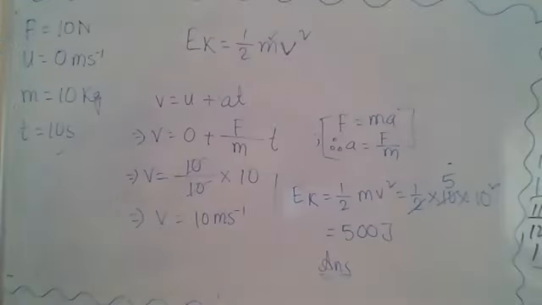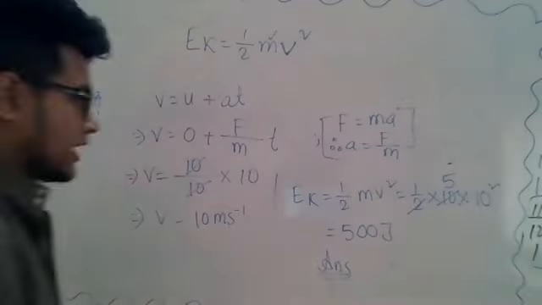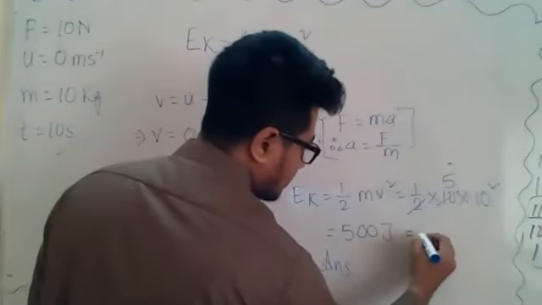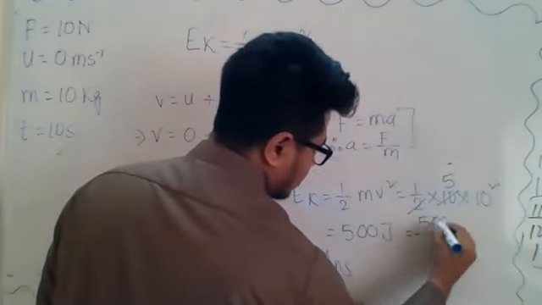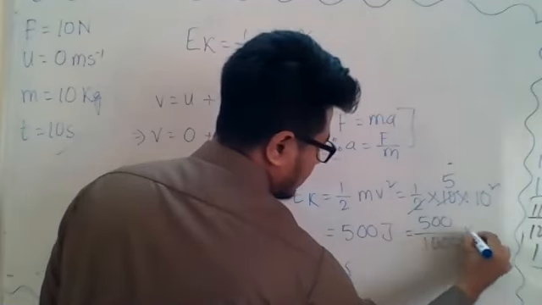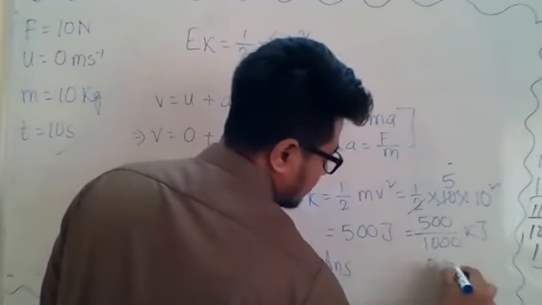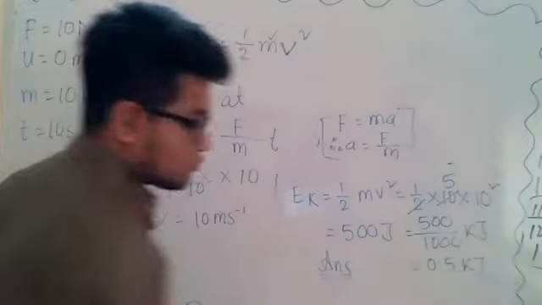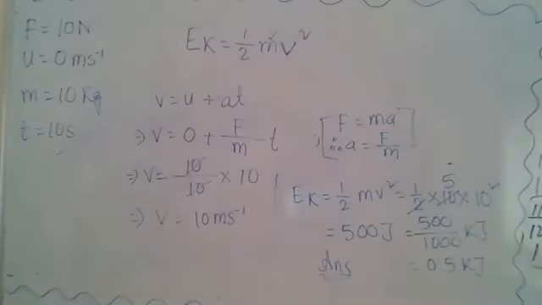Sir, can't we write 0.5 kJ? Yes, if you want to write it in kilojoule, you can write. You have to divide it by 1000, then it will become kilojoule. So 0.5 kilojoule. It's up to you. No problem. Any doubt?